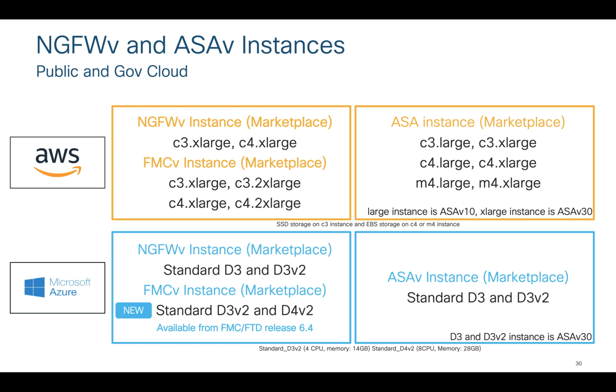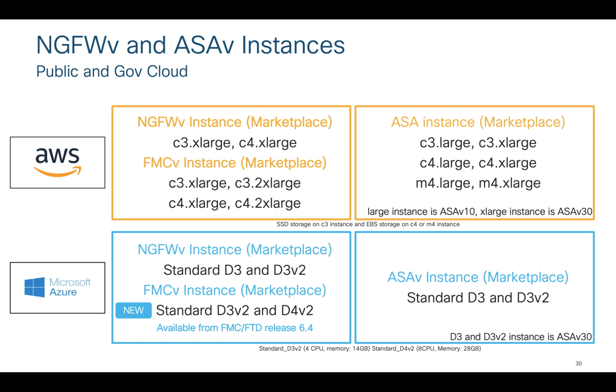If you go to the marketplace and search for Next Generation Firewall or FMC, you will definitely find it in all the regions. Now on the ASA side, we currently support C3, C4 and M4 instances, and if you're deploying a large instance, it is ASAv10. If you're deploying an extra large instance, it is ASAv30. Now if you go to the ASAv instance in Azure, you will see Standard D3 and D3 v2 instances. If you deploy ASA in an Azure environment, you will deploy ASAv30, but we give you the option of entitling it for ASAv5, v10 and v30.